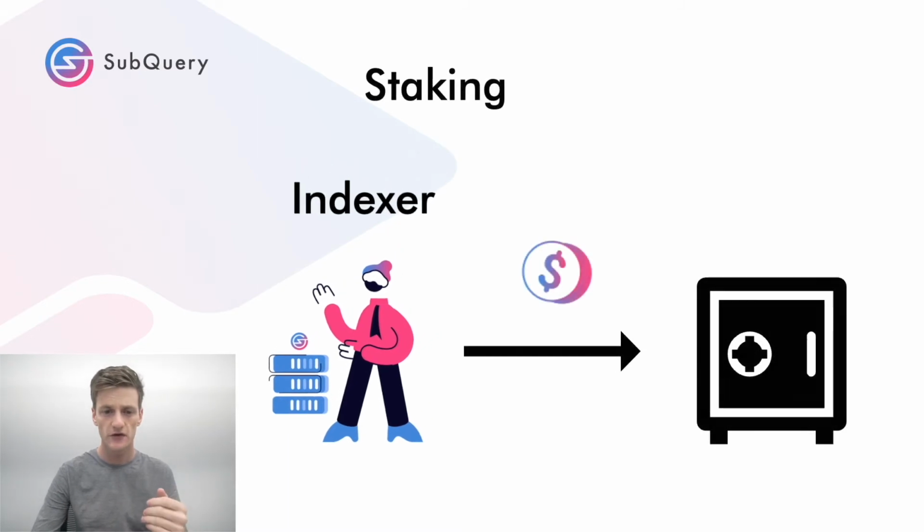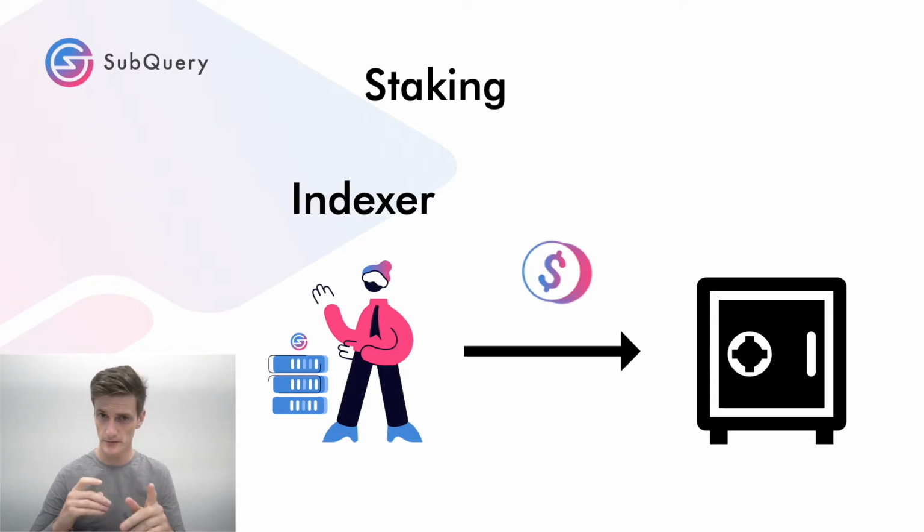So, firstly, after indexing data, indexers must stake SubQuery tokens against a particular SubQuery project that they want to provide a service for in order to become discoverable. And we'll talk about discoverability later. This means essentially, though, that they have skin in the game, that they are invested in the SubQuery network in order to provide a service and earn rewards from it.